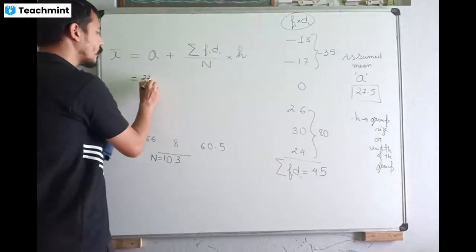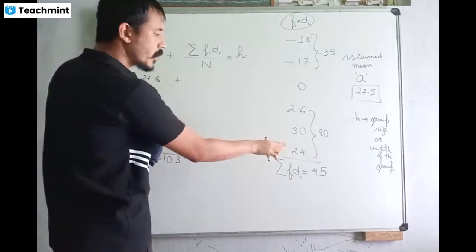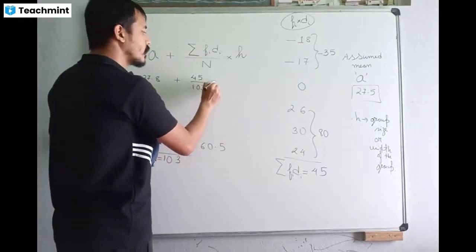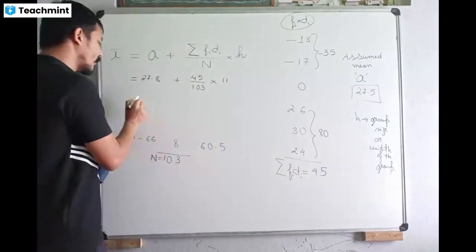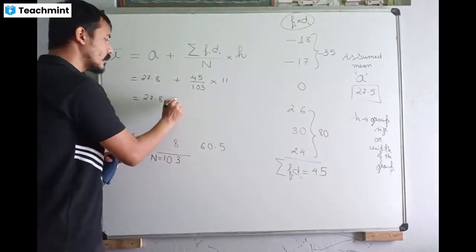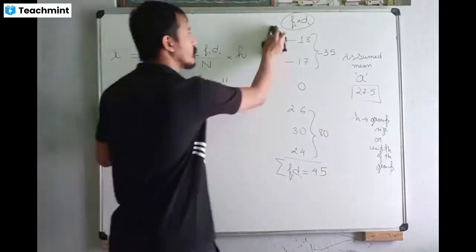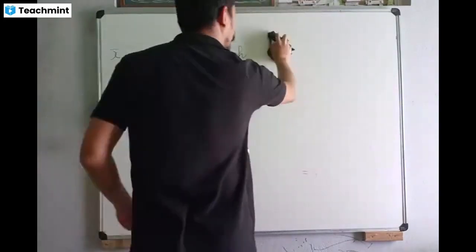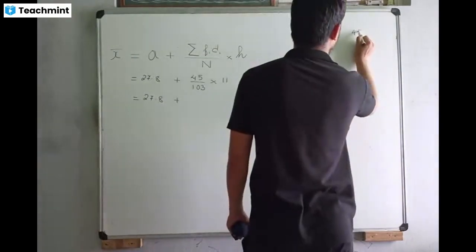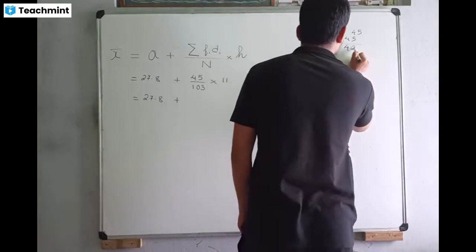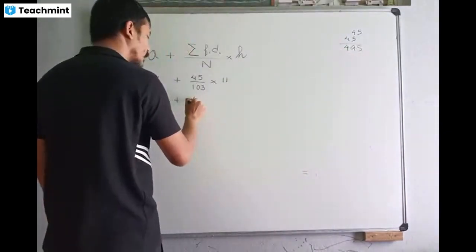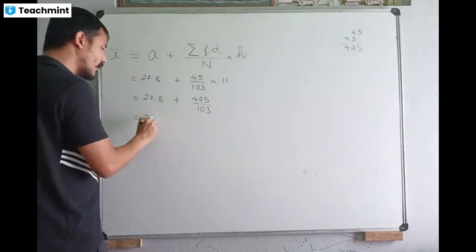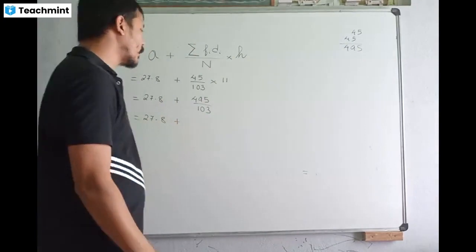Assumed mean is 27.5. Total value of fi di is 45 upon n, which is 103, times 11. So 27.5 plus, now let us do this calculation. We have 45 times 11. 45 times 11 is 495. 495 divided by 103. Let's do this division, and then we add it up with 27.5.